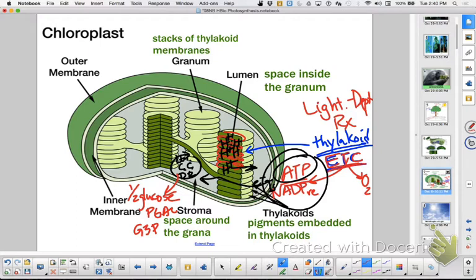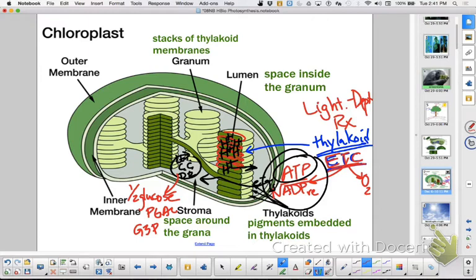So in the stroma, around the green pancakes, that's where you do the synthesis part of photosynthesis. On the green pancakes, that's where you do the light-dependent reaction that makes ATP and reduced NADP that allows you to do the light-independent reaction or the dark reaction of the Calvin cycle. Clarification on the location of the different reactions.